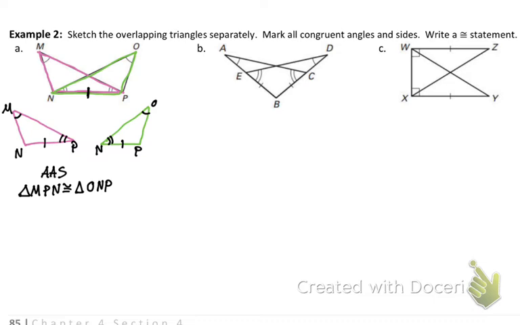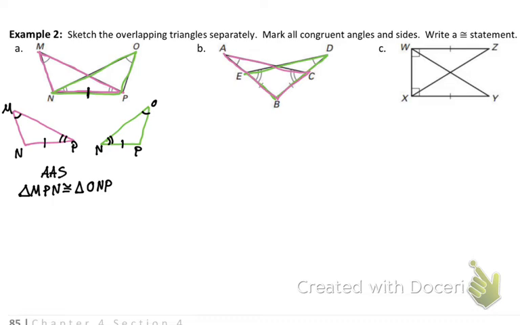Okay, if there's no questions for me, I'm going to give you a hint on the next one. You and your partner are finishing the last 2. Make all of your marks. Split the triangles apart. See if they share any common angles or sides. If you have questions, ask.